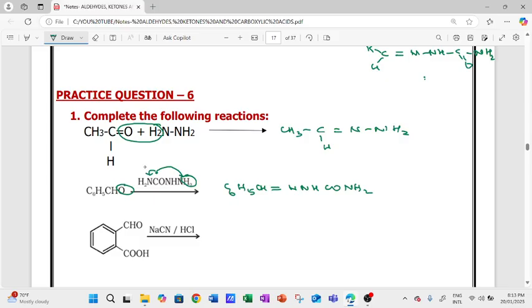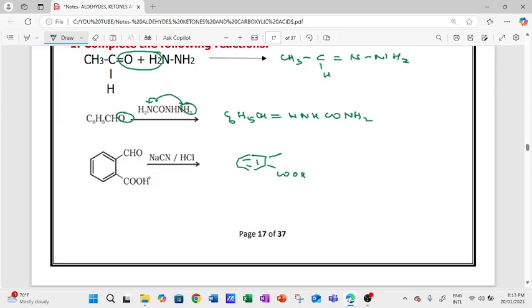Now NaCN. We studied HCN. Same kind of reaction, NaCN and HCN. Instead of H, it is Na. So the carboxylic group has no change. And this CHO group only has to be changed. I'll show the reaction in this way.